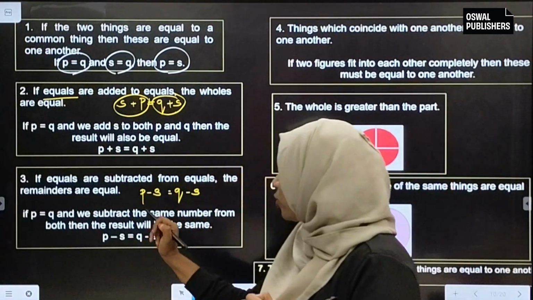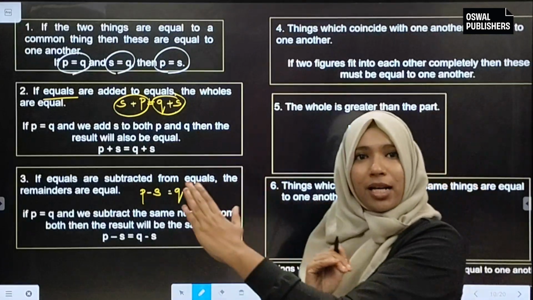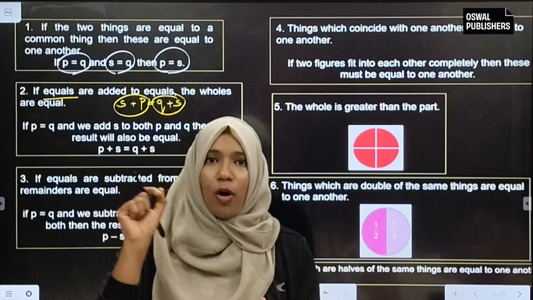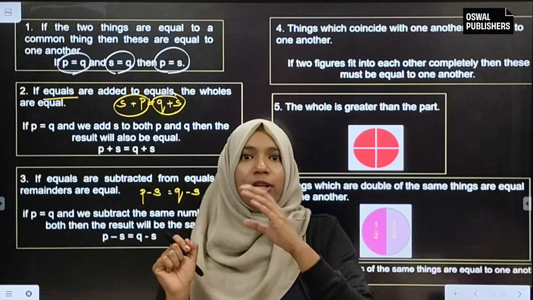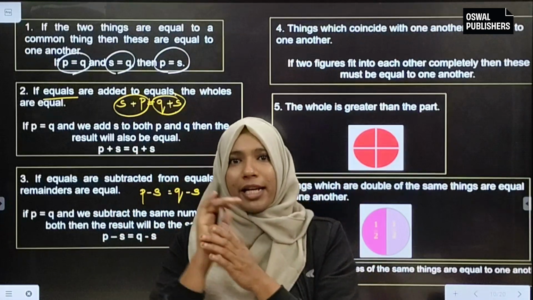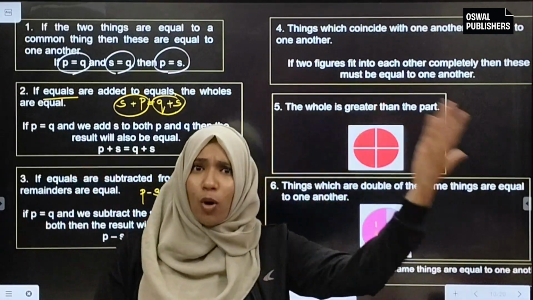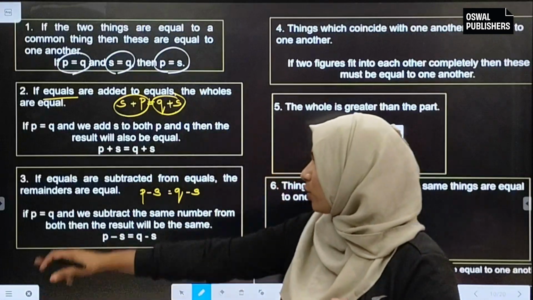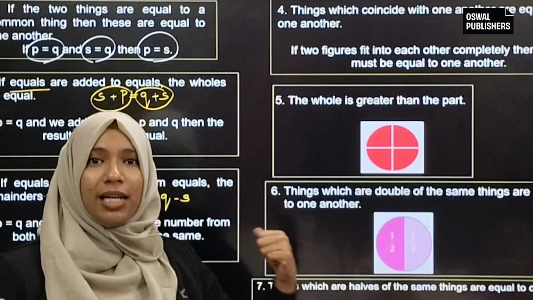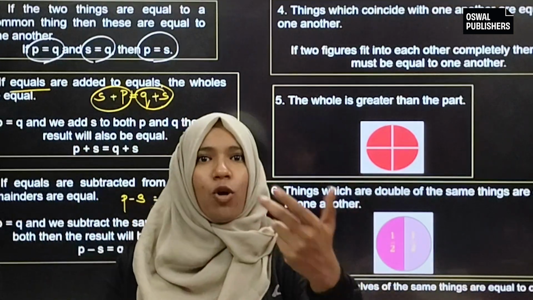Next, moving to the third axiom, if equals are subtracted from equals, the remainders are equal. If I am considering equals, that is P is equal to Q, and I am going to subtract a common thing from these two equals, that is P minus S and Q minus S, then I can say that P minus S is equal to Q minus S. So the mathematical expression of the third axiom given by Euclid is like this, that is P minus S is equal to Q minus S if P is equal to Q.